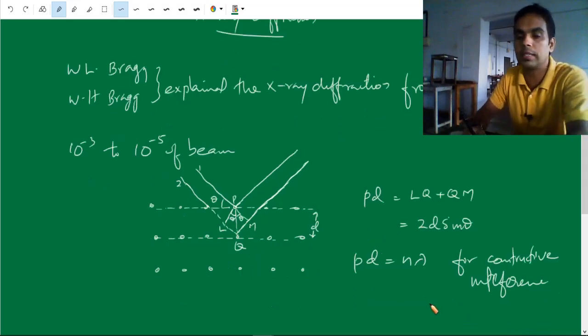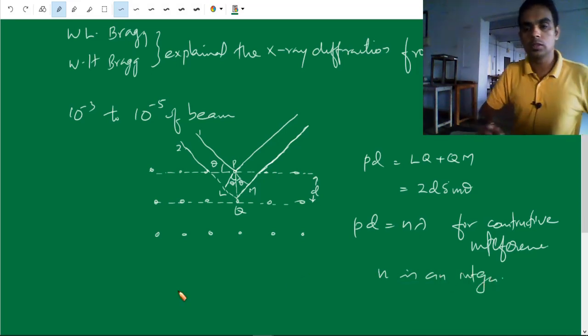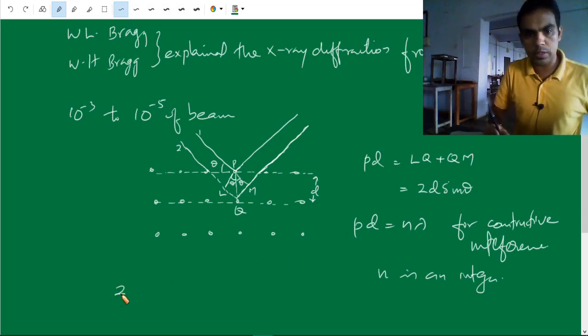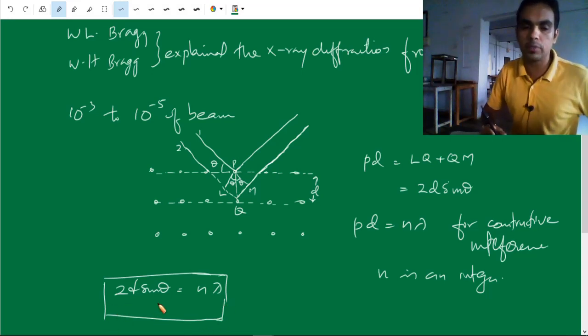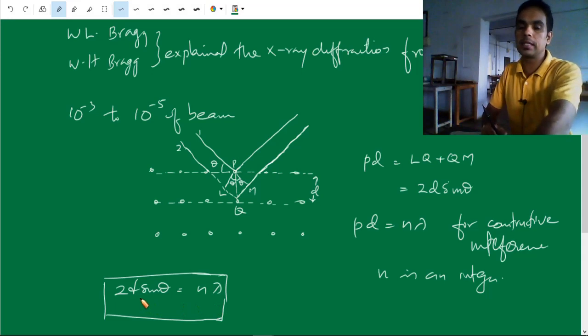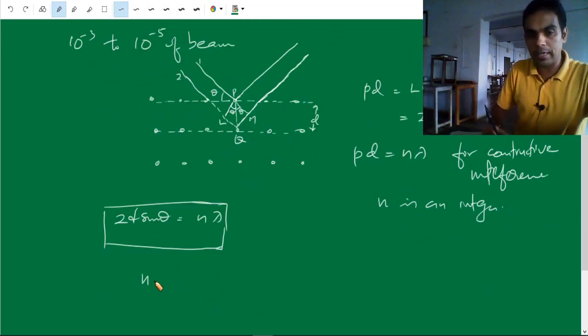So here, what is n? n is an integer. So combining these two equations, for constructive interference, 2d sine theta is equal to n lambda. So this is Bragg's law. For constructive interference to occur, the condition relating the wavelength, the spacing and theta is 2d sine theta is equal to n lambda, where n is equal to 1, 2, 3, etc.